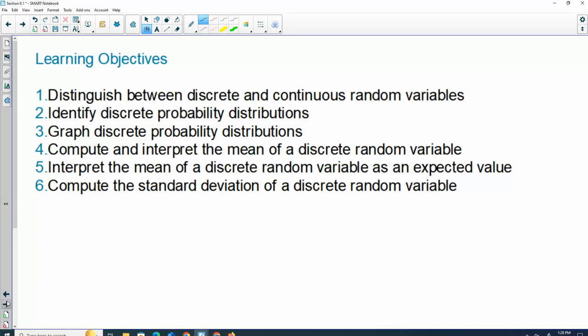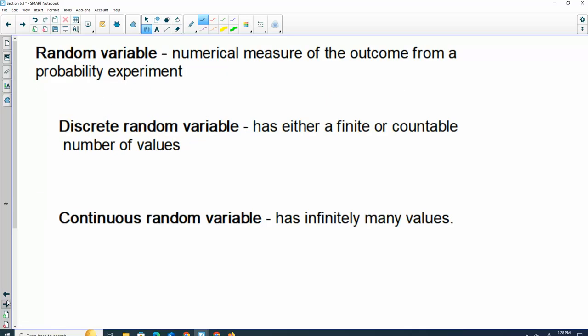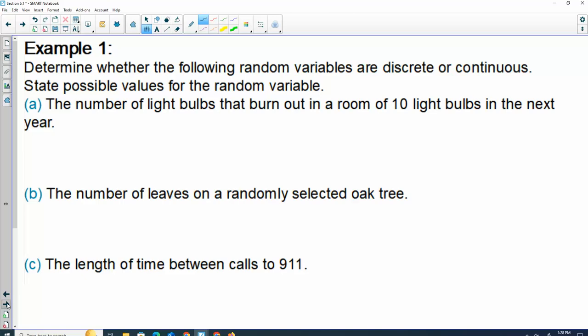So, a random variable is just a numerical measure of the outcome. We're looking at discrete, so a finite or countable number of values. If it's continuous, there's an infinite number, and we're not getting into those yet. So we're looking at only the things where we could list out all the possible values. So first, I want to be able to look at data and decide if it's discrete or continuous, and what my possible answers might be.